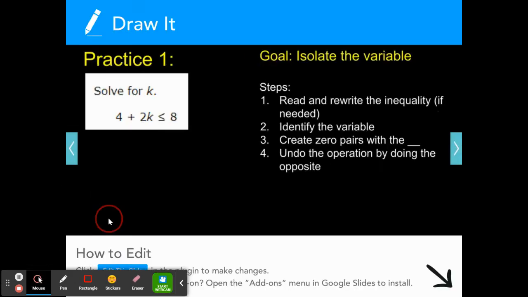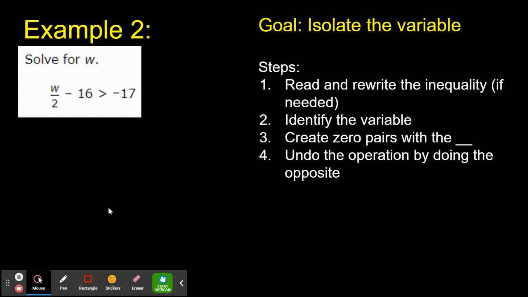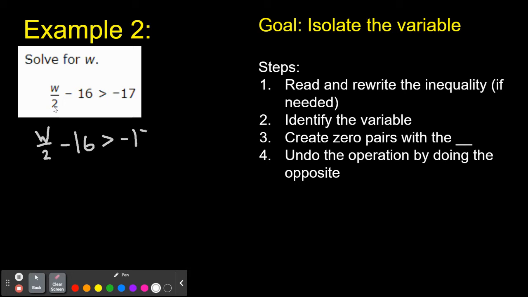Let's see what we got next here. This one is only slightly different because the variable is getting divided by a 2. We have w divided by 2 minus 16 is greater than -17. First thing I'm going to do is add the opposite. Anytime I see subtraction, I want to add the opposite. So this is w divided by 2 plus -16 is greater than -17.